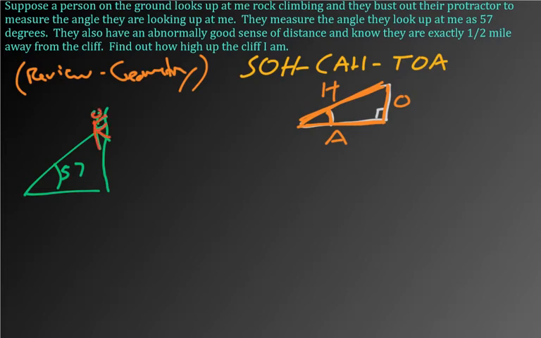Perfect. And then they also have an abnormally good sense of distance, and they know that they are exactly 1/2 of a mile from me. The question that you can solve using what you know from geometry is how high up the cliff am I? So we want to know from this point to this point, how high up the cliff am I? And in geometry, you do these problems, and this would be called an angle of elevation, because from the ground, we elevate up 57 degrees.